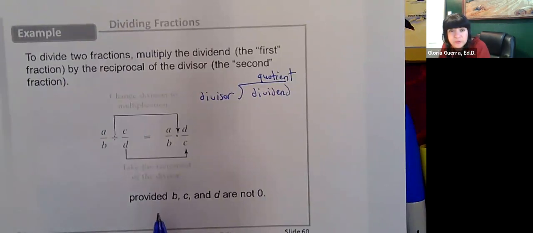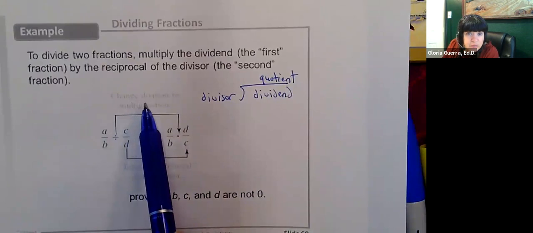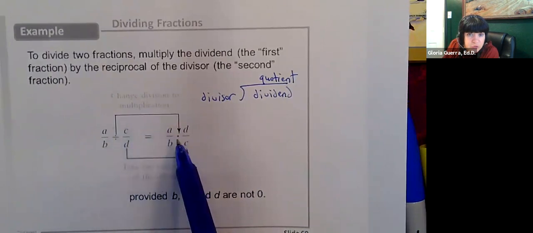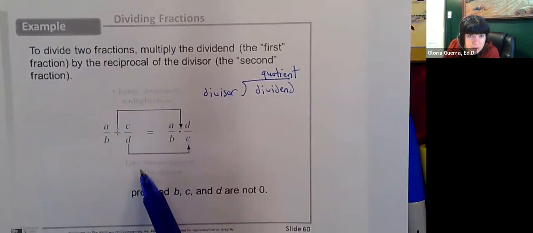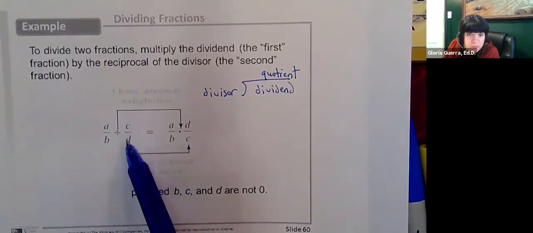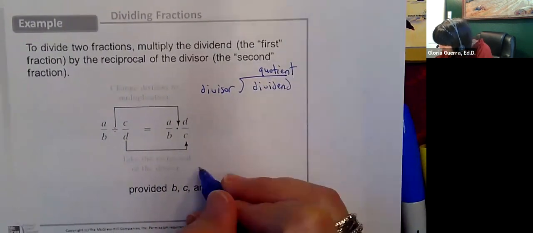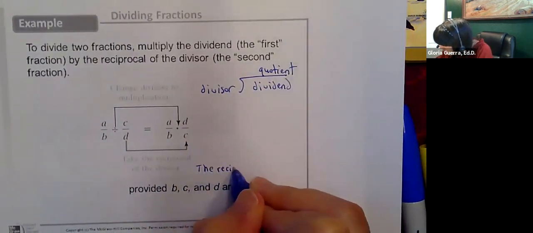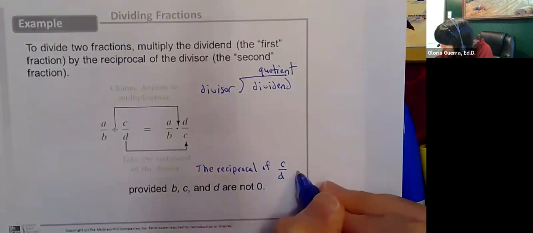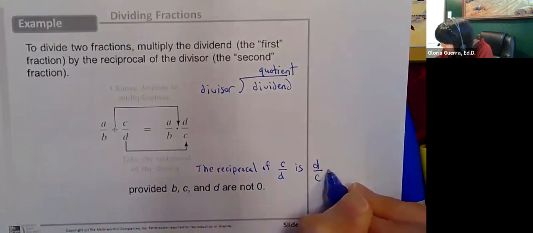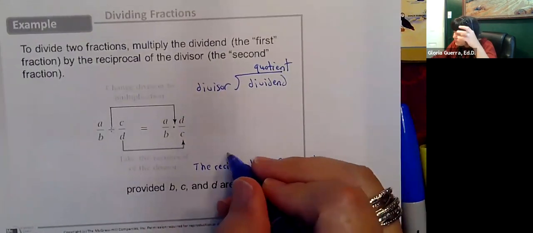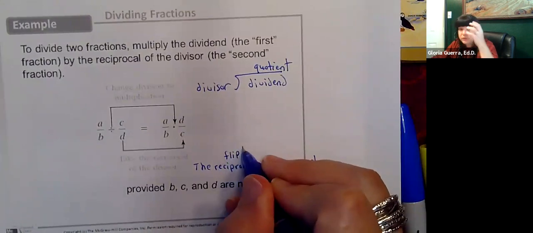Okay, in your picture, see if I can read what it says here. Change division to multiplication. So we're talking about this, change this division into a raised dot multiplication. Take the reciprocal of the divisor. So the reciprocal of C over D is D over C. So reciprocal, you're just flipping it.